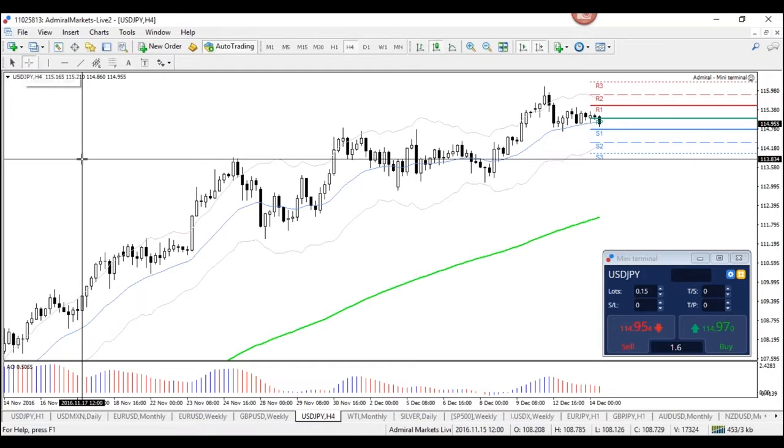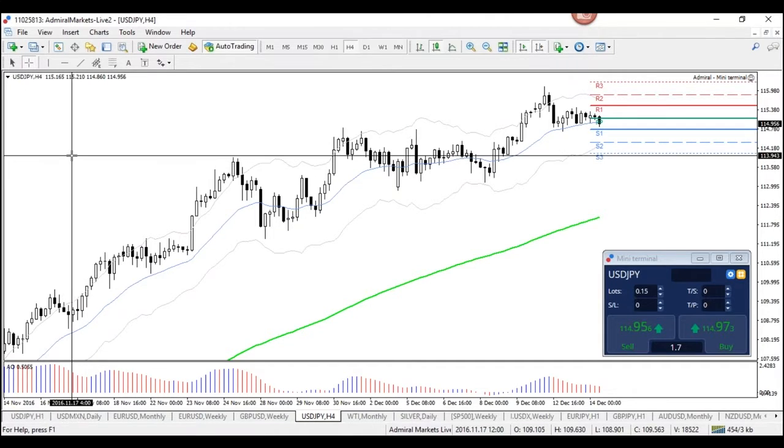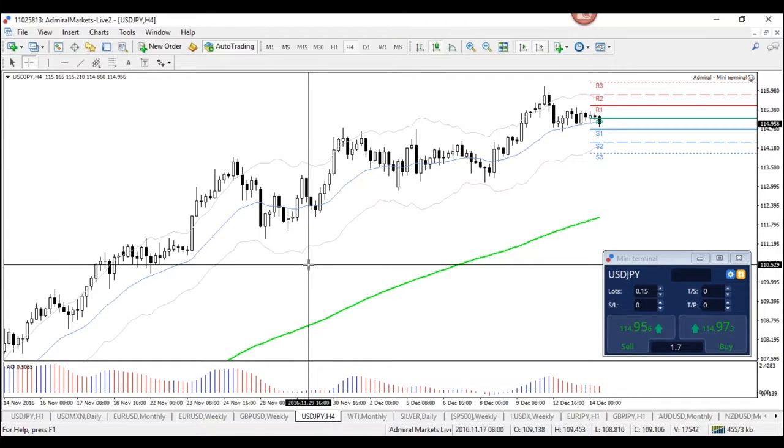Now, entries for those particular two patterns could depend. If you're looking at the engulfing, if you're looking at the pin bar, first of all, the entry could be right at the close of the candle. The entry could be at a retracement of the candle, or the entry could be at the break of the low. All right, so all three are possible.